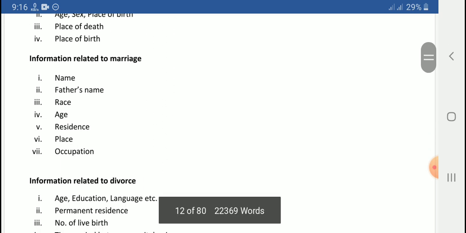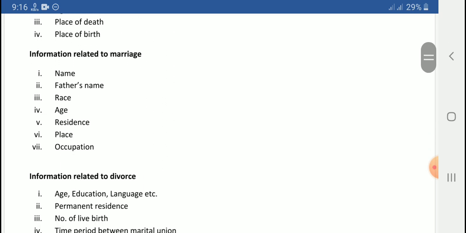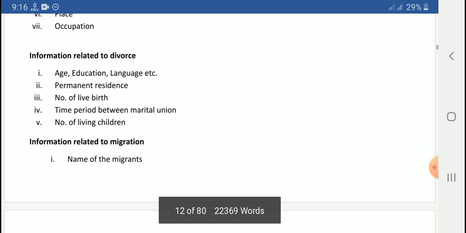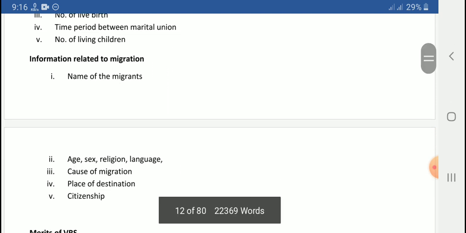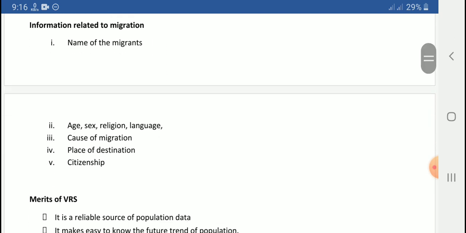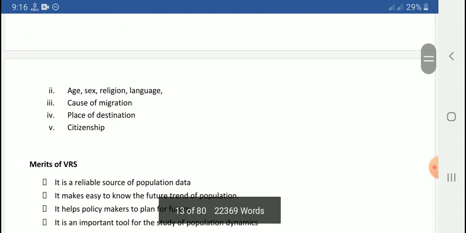And information related to marriage, these are the things collected. And information related to divorce, these are the things. And information related to migration, these are the things. You can read it yourself by pausing the video.